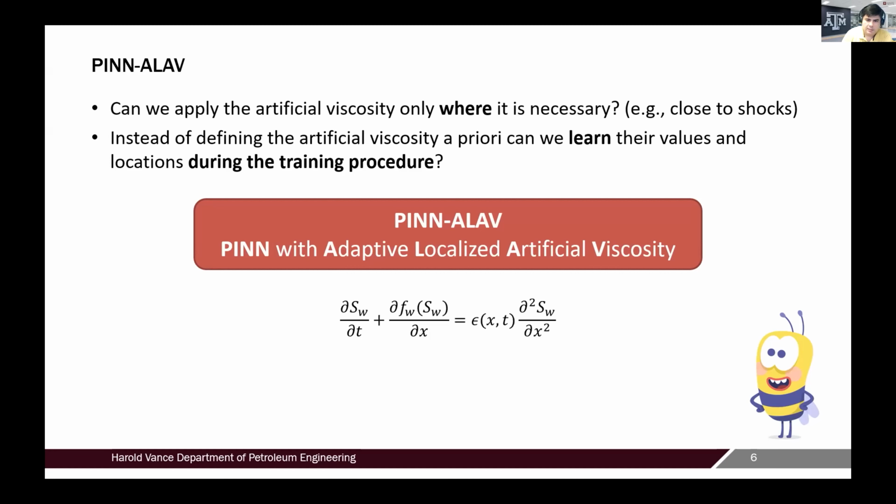So the main idea is, this is our PDE for the Buckley-Leverett. Now, instead of having an epsilon that is a fixed value, this is now a learnable variable, and it's a function of x and t. And when we define the loss function, these first three terms are the standard PINN terms, and we add here a term called the artificial viscosity loss, that will be just the L1 norm of the artificial viscosity field.